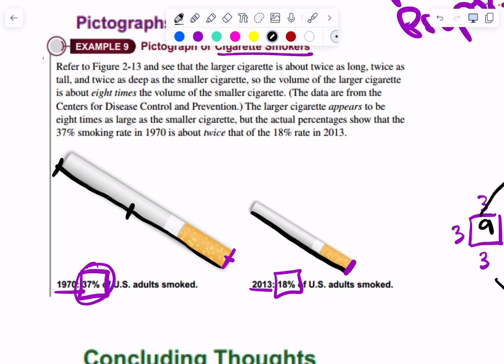Yes, ma'am? Is there a way that you can only affect one side so it is double? Just doing a bar graph or a line graph or something. Don't use pictures. Yeah, that's what they say.